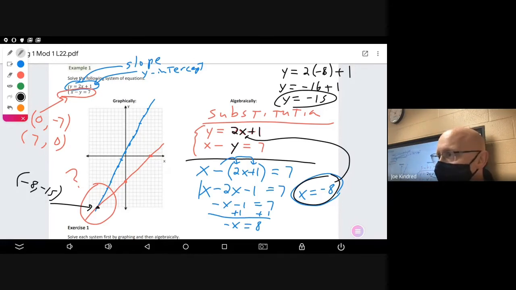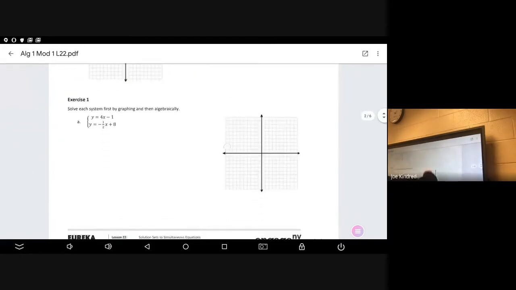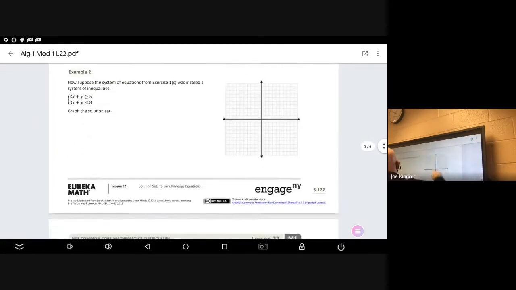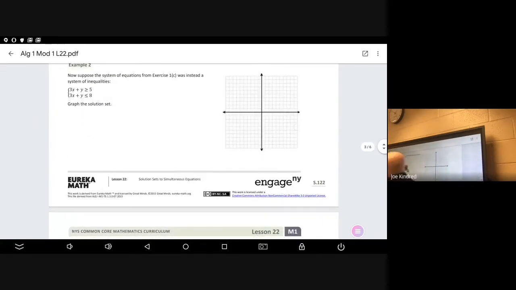Okay? Now I'm going to shift gears and show you how we solve systems of inequalities. So you guys got this? Good. You can always go back and look. So I'm going to fast forward to this part right here. So we're going to go to example 2.